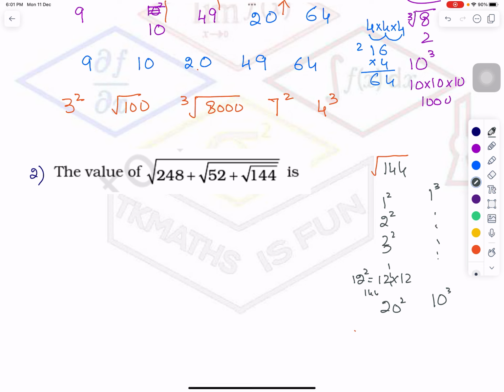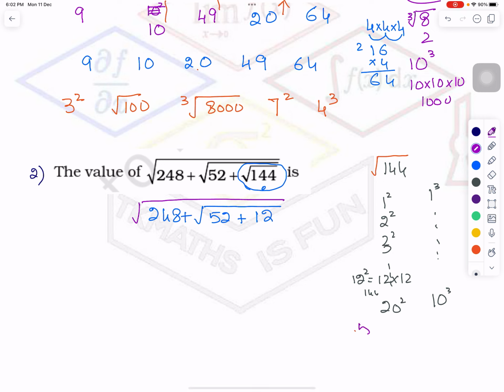So instead of 144, here you can write what here now? 12. So this question will become 52 plus 12. Instead of root 144, instead of this place, you will write 12. You understand? This is how we solve it. The rest of the thing I'm writing as it is. I'm not disturbing it. Now what is 52 plus 12?